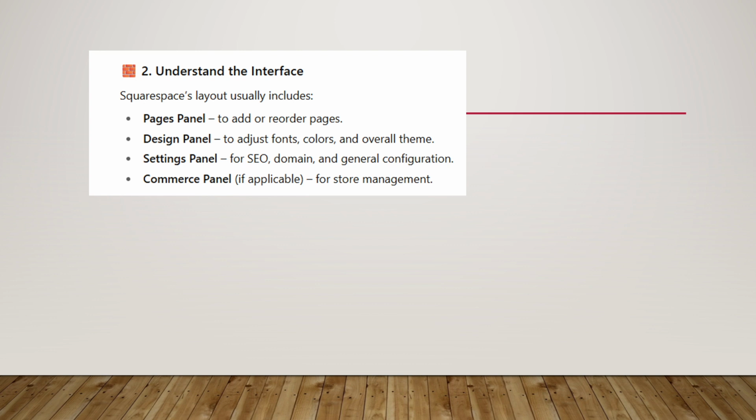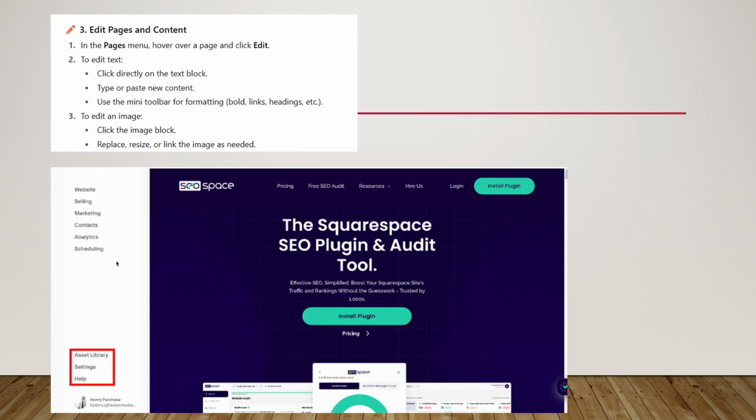If you need to update an image, click the image block, then replace it, resize it, or add a link. A quick tip: use high-quality, compressed images to keep your site fast and sharp.